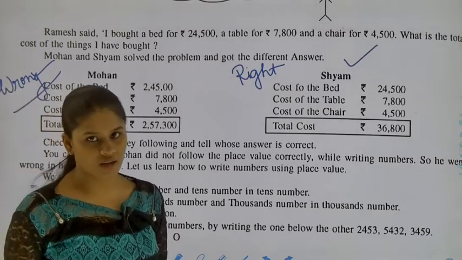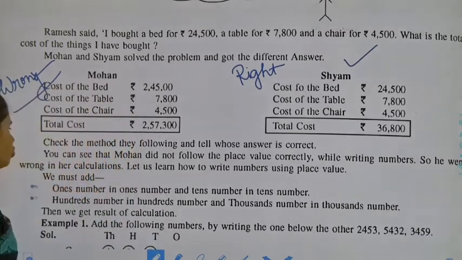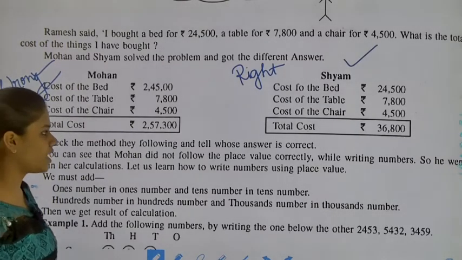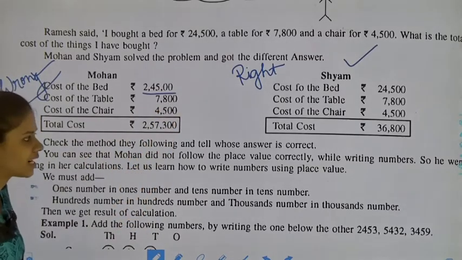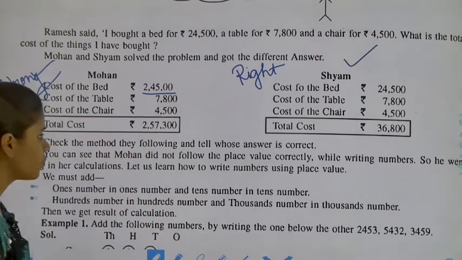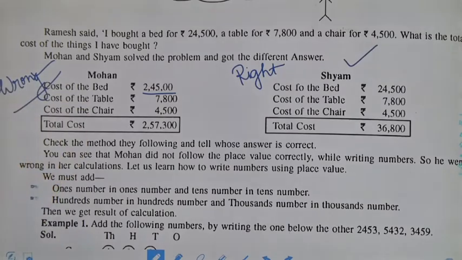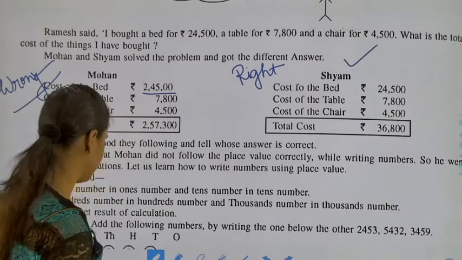Shyam's answer is correct as compared to Mohan. You can see that Mohan did not follow the place value correctly. जो मोहन ने place values लिखी थी वो correctly mention नहीं की थी. So he went wrong in his calculation. तो उसकी जो calculation थी वो भी wrong थी.